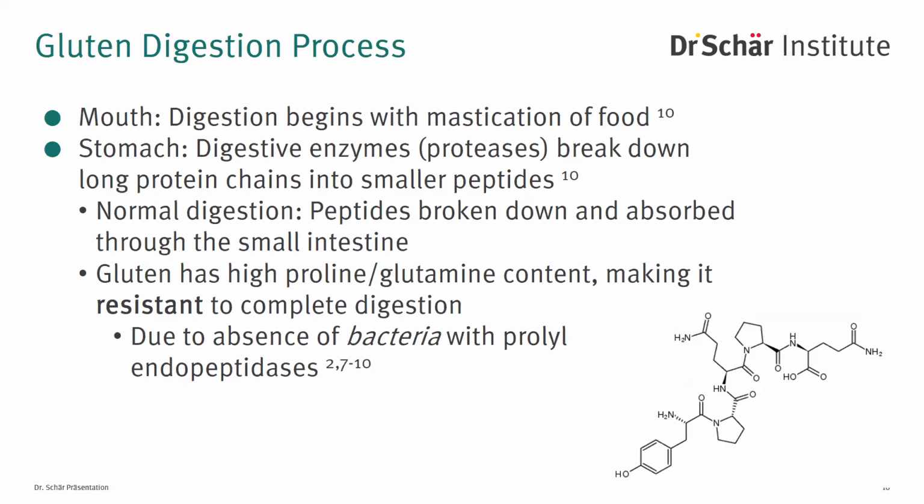peristalsis. Gastric juices in the stomach start the process of digestion. These juices mainly contain proteases, hydrochloric acid, and pepsin. These are responsible for breaking down longer protein chains into smaller peptides. Because the gluten protein has a high proline and glutamine content, it is somewhat resistant to this protein digestion in the stomach. This is related to the absence of bacteria containing prolyl endopeptidases.